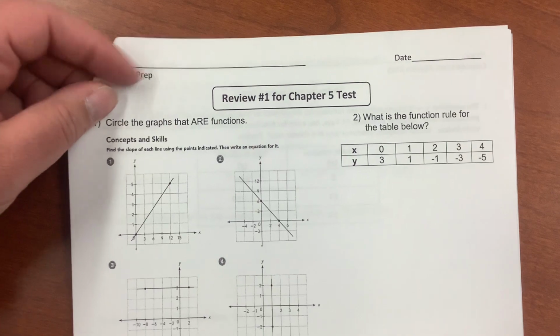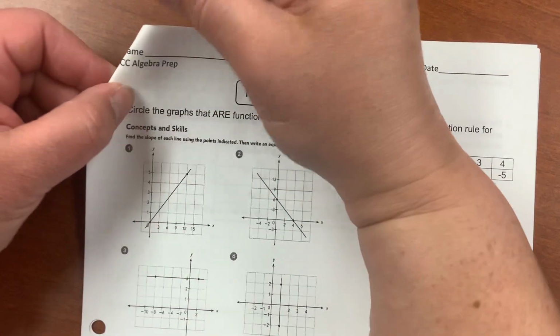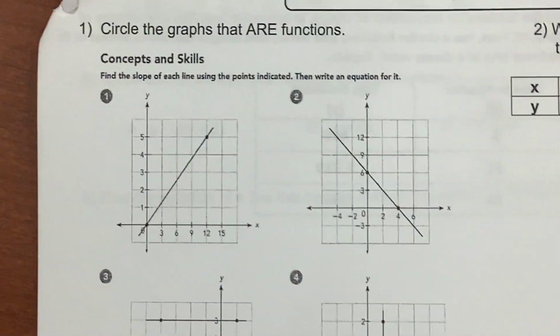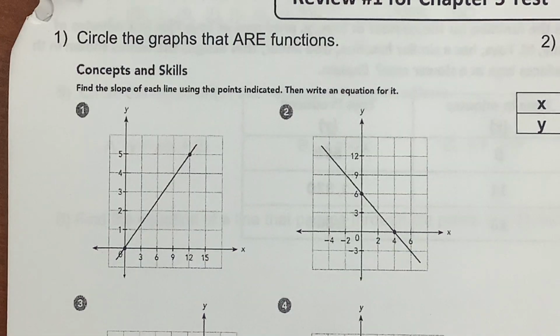So I'm hoping that you did the problems because you know the only way to learn math is to do math. So let's look at this first problem and read the directions. It says, find the slope of each line using the points indicated, and then write an equation for it.